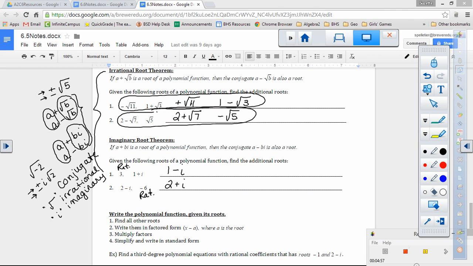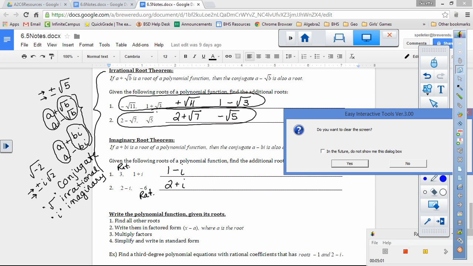While you do that, I'm going to scroll the page up a little bit and try to make some room. We are going to find all the additional roots, which is what we just did with those 4 examples. We just tacked on the conjugates that were not previously told to us. We're going to write those in their factored form, and then we're going to multiply them out and simplify them in order to get the original polynomial equation. So in the last few lessons, we've been giving you those polynomial equations.